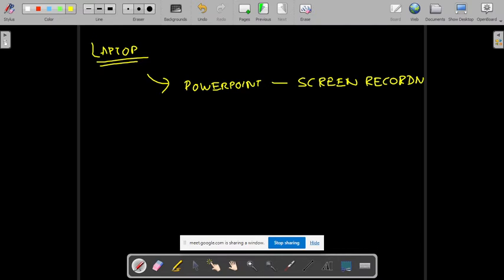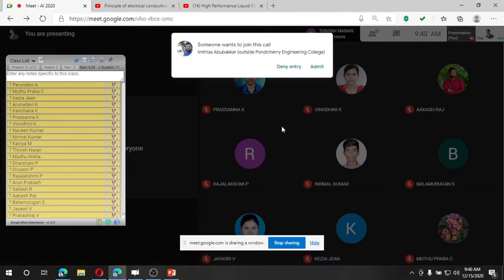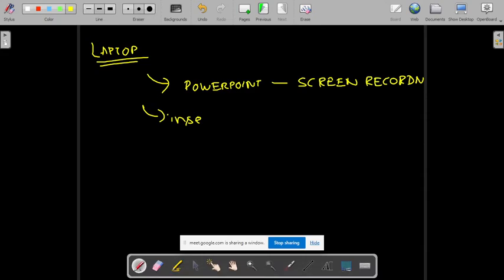What you need to do is first insert your video. I'll pass on a separate video about the instructions and how to work with it. First you need to insert your video into that PowerPoint, into a PPT. Then switch on screen recording. Actually you should first play the video and switch on screen recording.